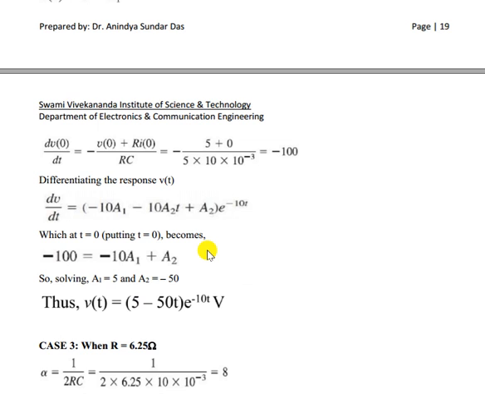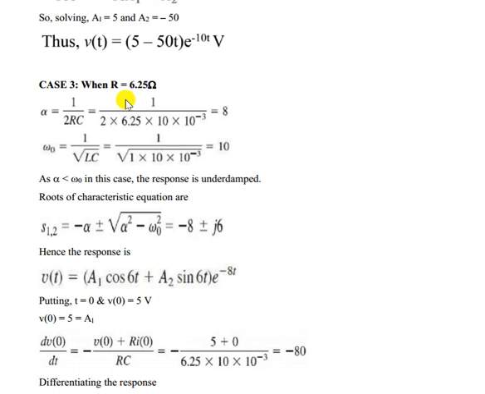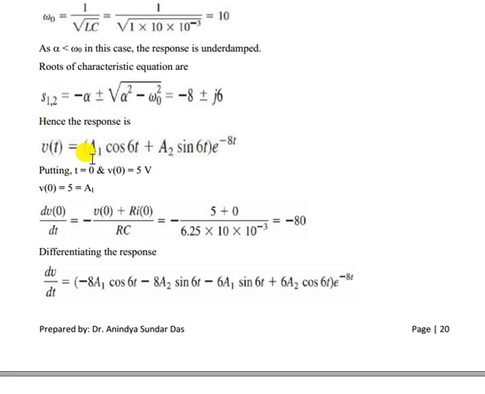Now case 3, so R equal to 6.25 ohm. Again we have to find alpha and omega 0. So 1 by 2RC, we get the value, and omega 0, we got the value. Here we can see alpha is less than omega 0, that means it is an underdamped case. So we have to find the roots. The value is a complex number, and alpha is 8, omega d is 6. So we can write the expression (a1 cos omega d t plus a2 sin omega d t) into e to the power minus alpha t. We put the values of alpha and omega d.